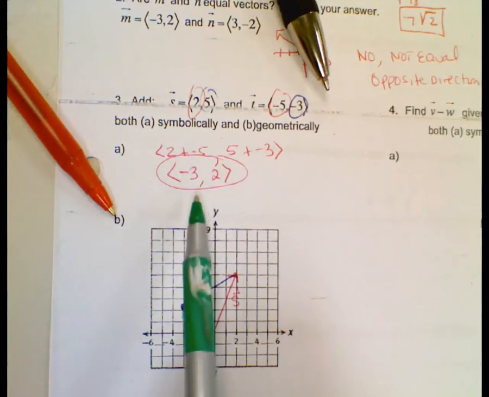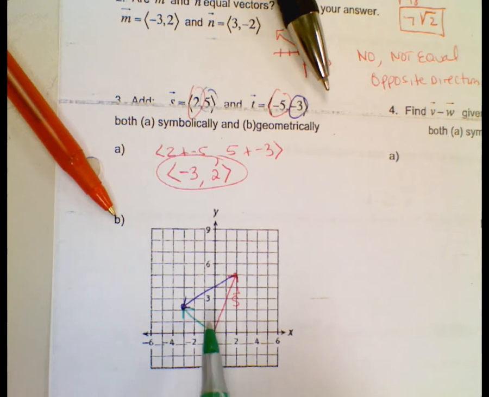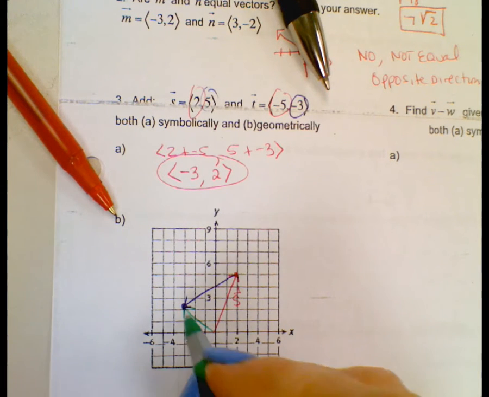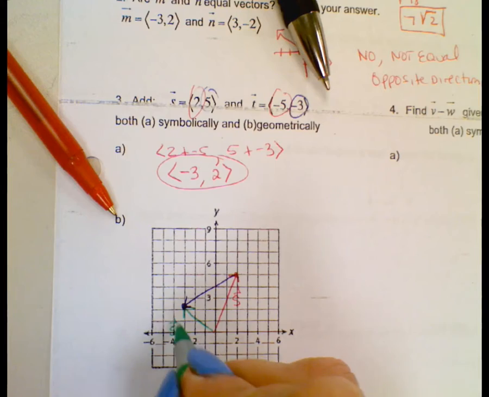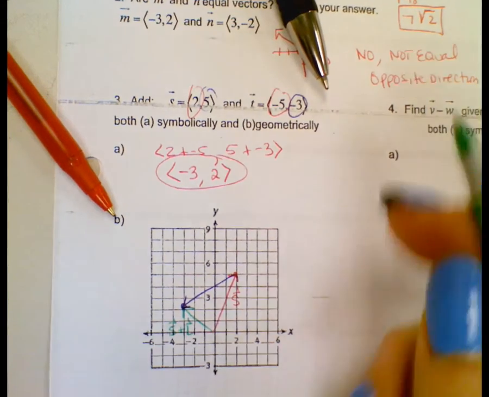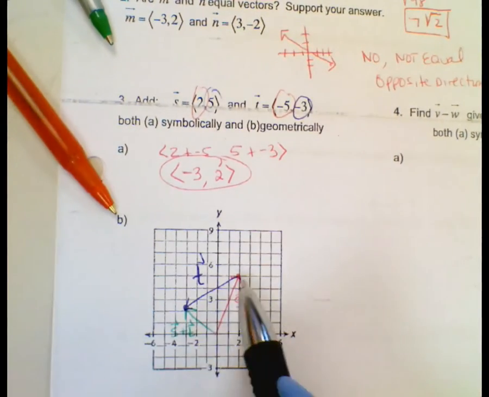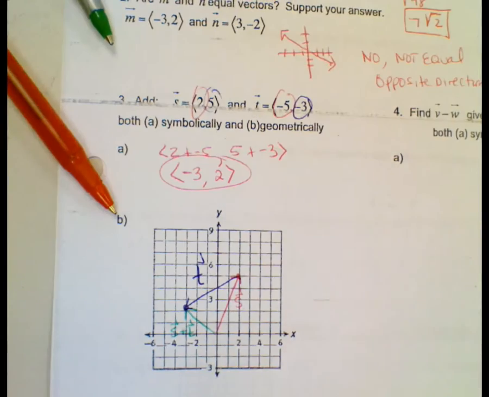And let's see if that makes sense to our answer. We had negative 3, 2. If we went left 3, up 2, that is showing the same answer. So this you would show as vector S plus T. And then you would show this one as T. And this one is S. So there's S, there's T, and this is S plus T, which is the resultant of the problem.